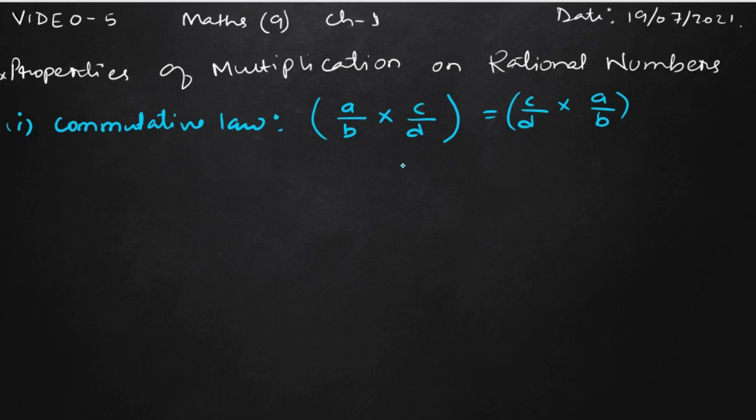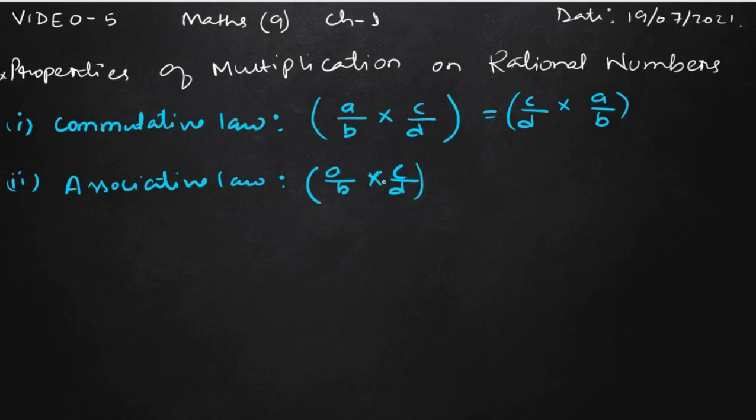Next we have our associative property, the associative law. This law states that, suppose we take three rational numbers a by b, c by d and e by f. If we first multiply a by b into c by d and then multiply the result with e by f, this will be the same as multiplying a by b with the result of c by d into e by f. Both will be the same.